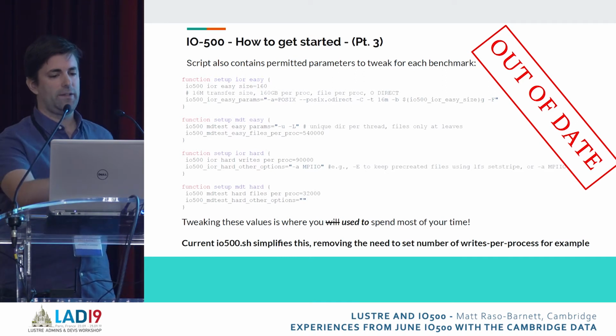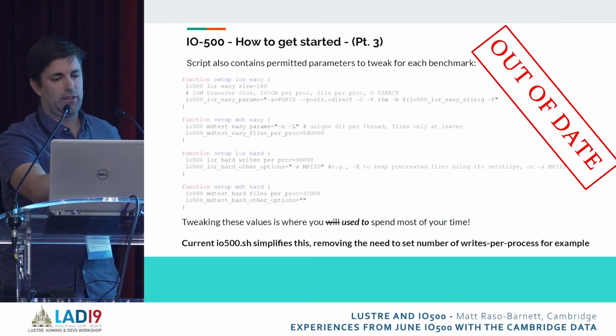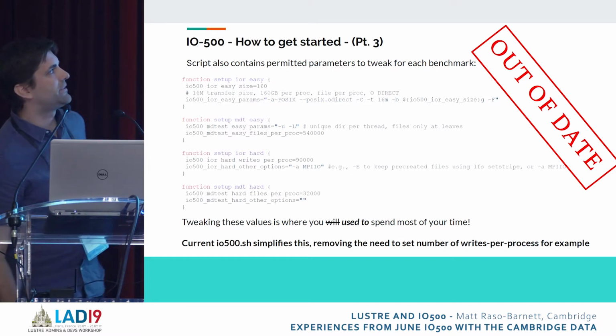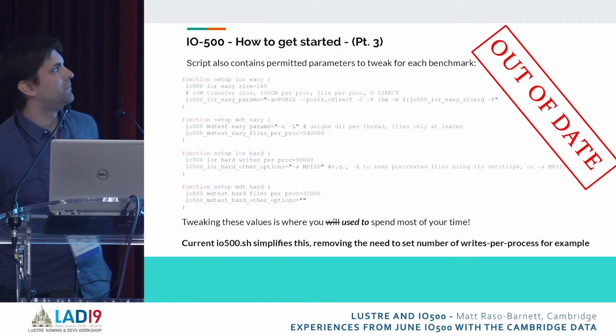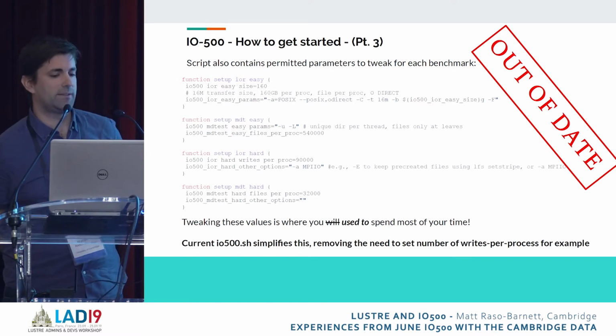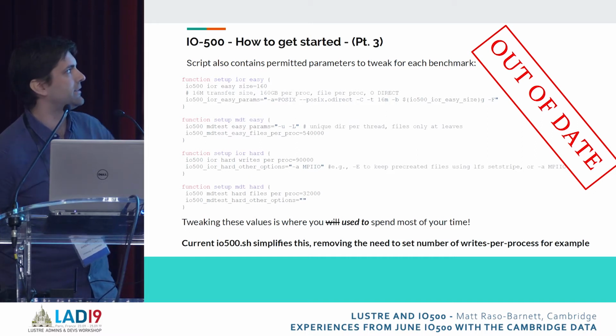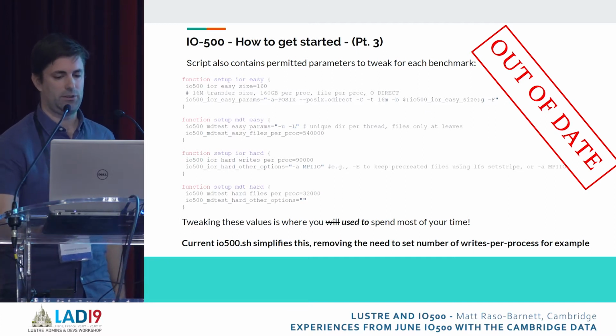And the one thing that hasn't changed are the actual tuning parameters themselves. So you're still permitted to set these, which are passed to the MD test and IOR commands themselves. So that's still the same as before. And these are some examples of what was used in June.